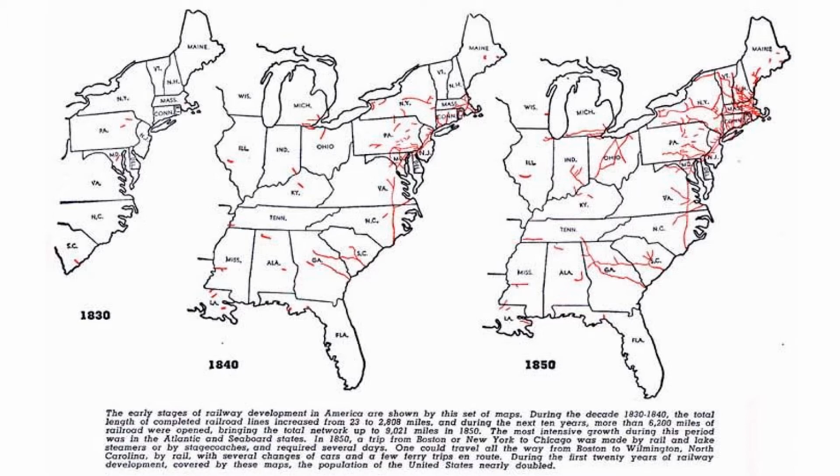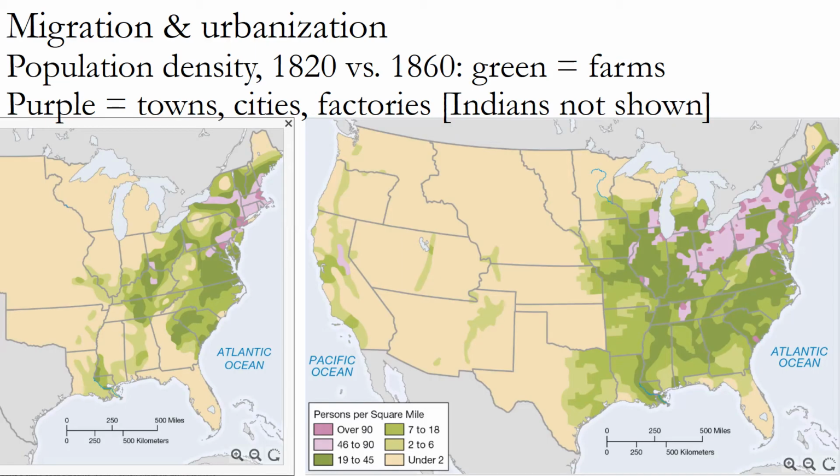By 1850, we have a couple major rail lines in the south, a lot going on here in the Midwest, and a very dense network developing here in the Northeast. This is where all the industrialization is happening. This is very rapid change. The industrial and transportation revolutions drive migration and urbanization.